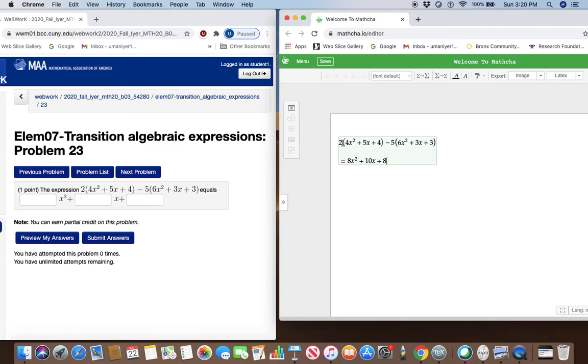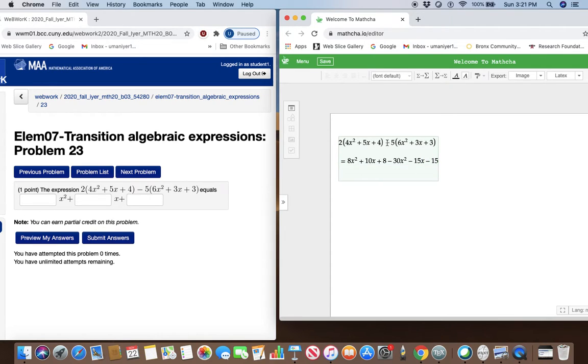All right. So 2 times 4x², 8x². 2 times 5x, 10x. 2 times 4, 8. Now I'm subtracting something, so notice I will multiply the 5 as well as subtract. So the signs inside are going to change. So minus 30x² minus 15x minus 15.